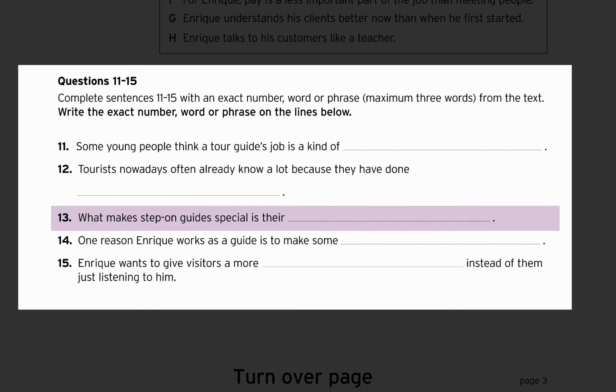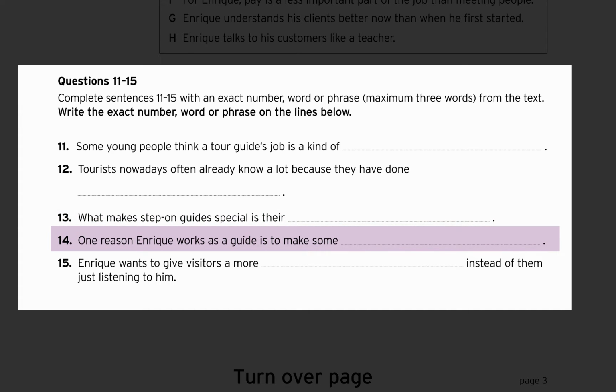Number 13. What makes step-on guides special is their something. What have they got? Something they have. That could be their age, could be their intelligence. You read in a minute and you decide what the answer is.